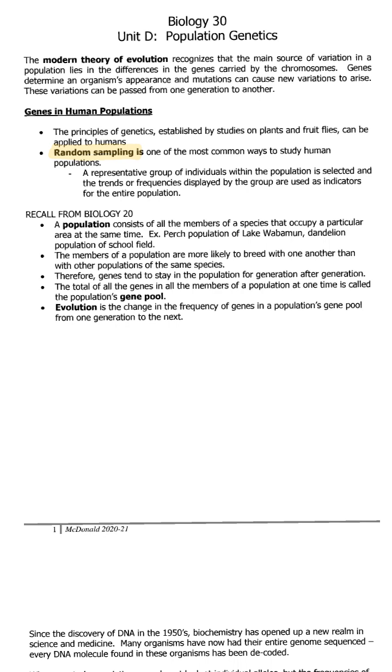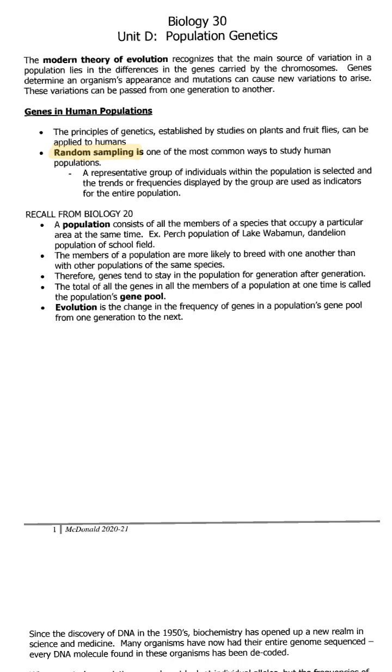When we recall from Biology 20, we do need to recognize some definitions as we're moving into this unit. The first one is a population. A population consists of all of the members of a species that occupy a particular area at the same time. So, for example, the perch, which is a type of fish, population in Lake Wabamun in the summer of 2019, or the dandelion population in a school field, over however many years or even just one season.